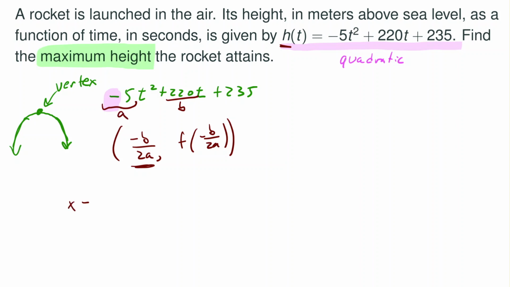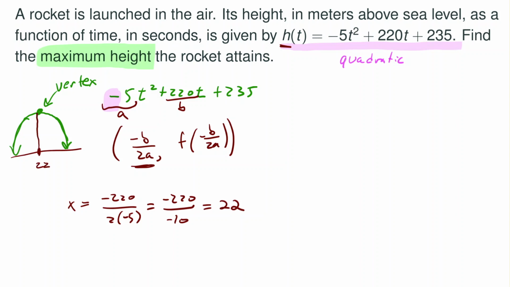So the x value for the vertex is negative b, so negative 220 over 2 times negative 5, which is negative 220 over negative 10, gives us 22. So that's the x. So if you look in the graph, this value right here is 22. Now, in order to find the maximum value, we have to plug 22 into the function. So you have to plug 22 right here. So let's do that.